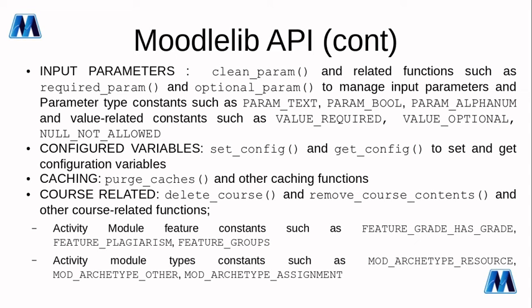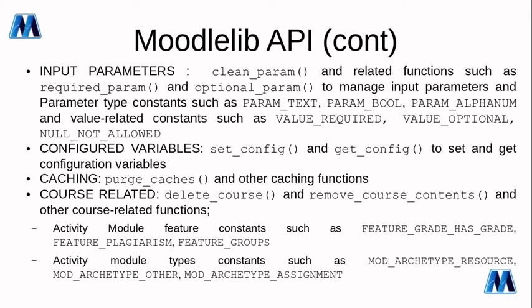Then you've got configured variables like set_config and get_config to get global configuration settings. Then you've got caching. purge_caches is a useful one to have because you do a lot of that when you're a developer of plugins in Moodle. And then we've got course related functionality like delete_course, remove_course_contents, and other stuff like that.